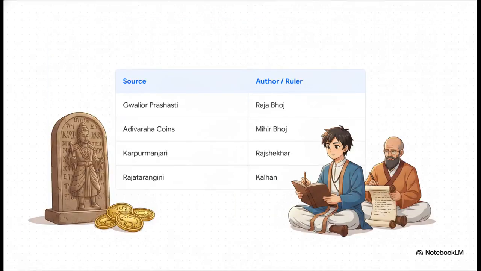Now this right here is absolute high-yield stuff for your exam. For example, look at the Gwalior Prashasti. This is an inscription by Raja Bhoj that serves as our absolute key source for the Paramara lineage. Then we've got the Adivaraha coins issued by Mihir Bhoj, which wonderfully showcase his deep religious devotion.